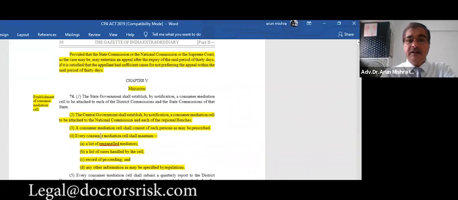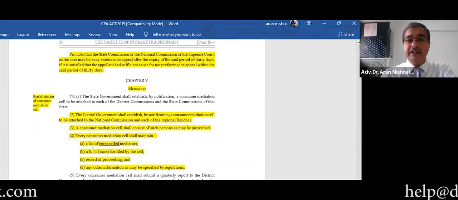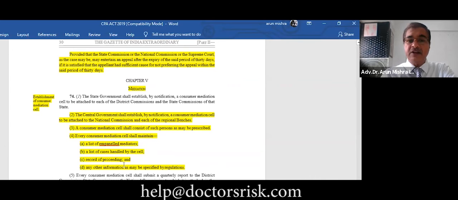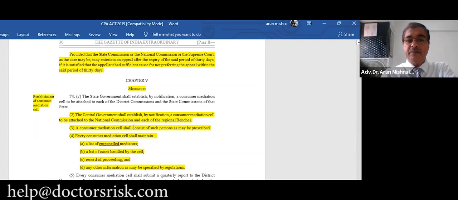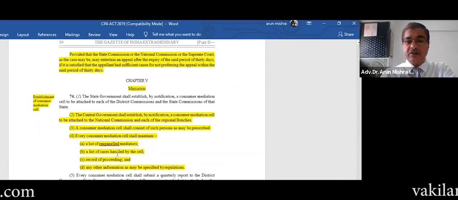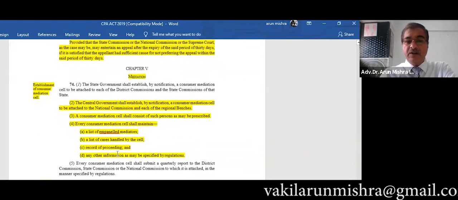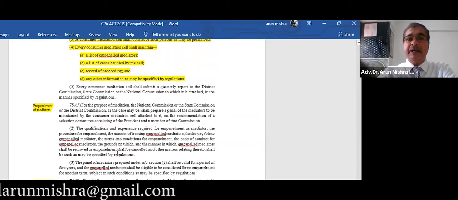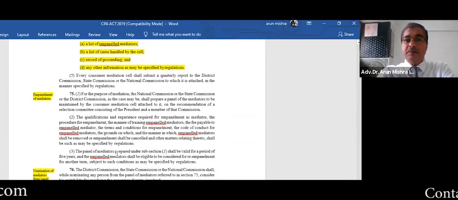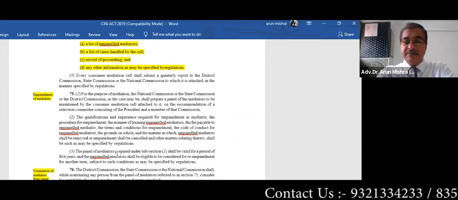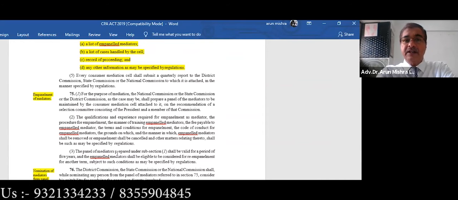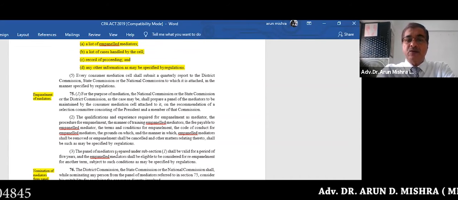They said the consumer mediation cell maintains the list of empaneled mediators, the list of cases handled by the cell, records of proceedings, and any other information. So they have already given the object of mediation cells. Mediation cells have been brought so that if any matter needs to be settled and both parties are interested in settling, then once it is filed in a court of law, the district commission will try to settle the matter by their own within a week.